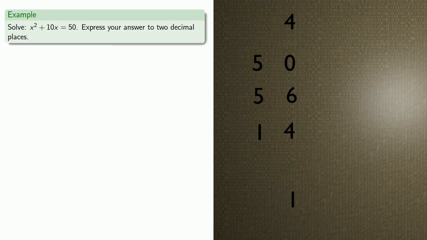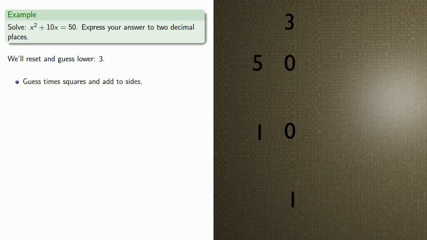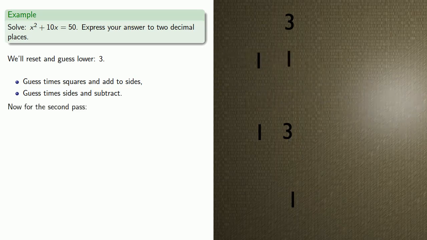And that means we need to reset and guess lower. So this time, we'll guess 3. So guess times squares and add to sides. Guess times sides and subtract. We'll make our second pass. Guess times squares and add to sides. And shift.